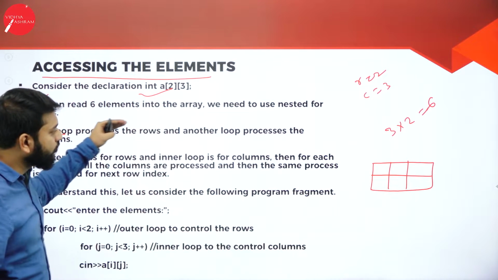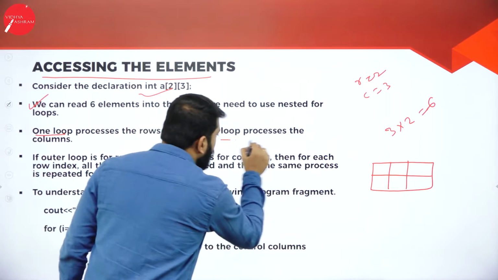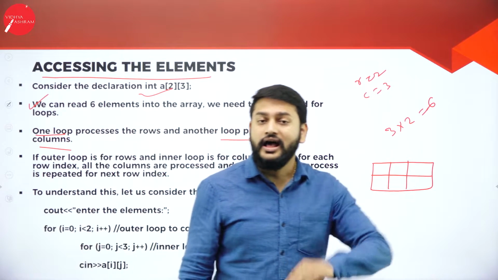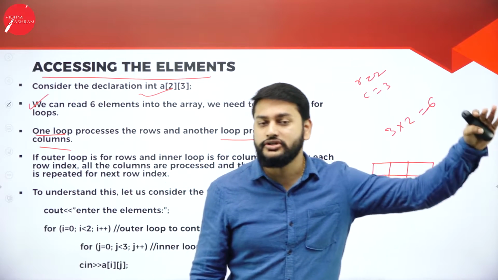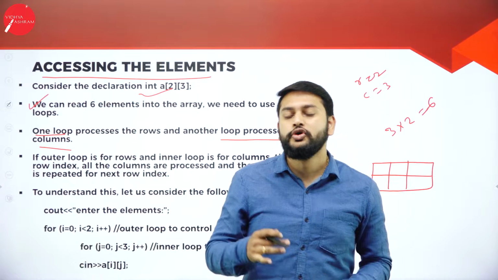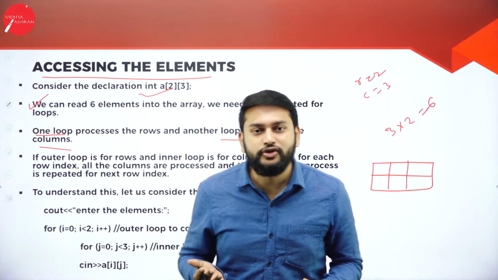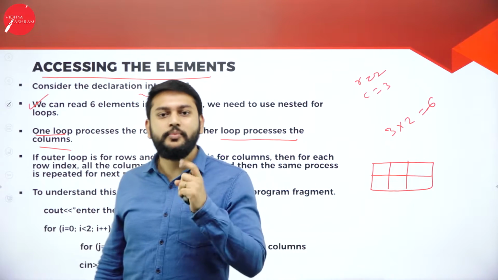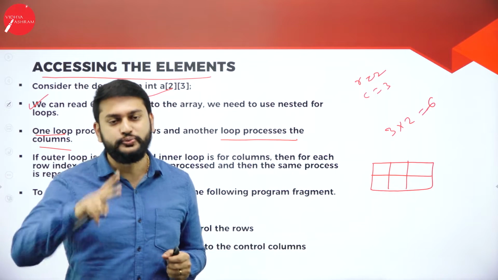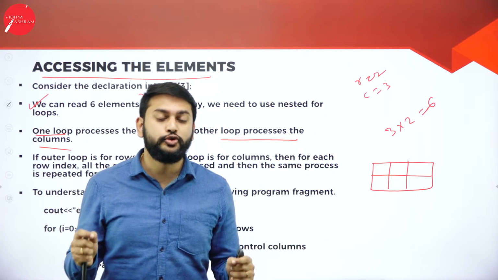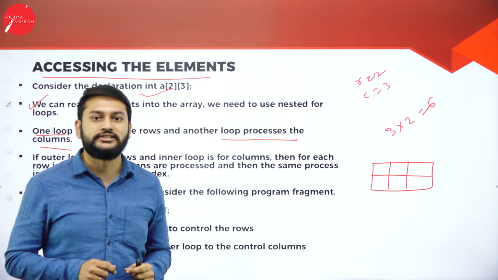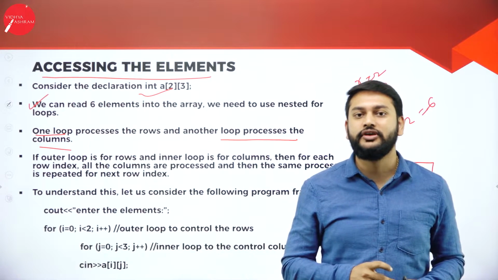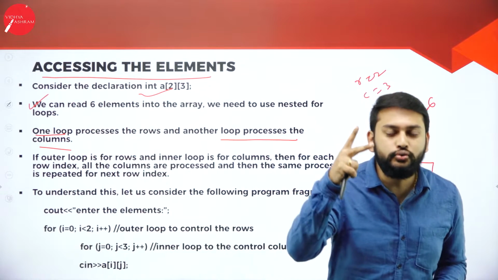One loop processes the rows and another loop processes the columns. What does that mean? In the last program we studied in the previous session, we used one for loop to read the values or to print the values in the arrays. But when you are using two-dimensional arrays, you have to use two loops. Very, very important that you should understand. Whenever we deal with two-dimensional arrays, we have to use two loops.